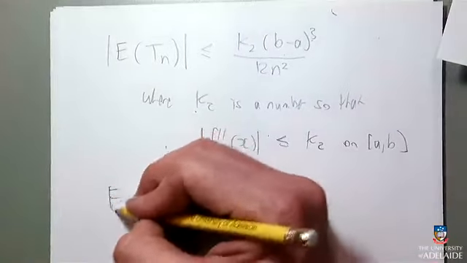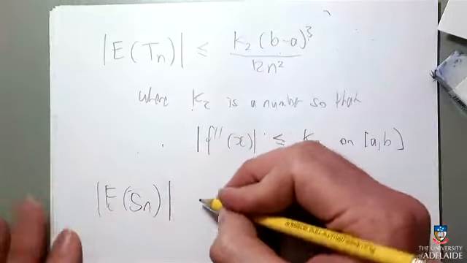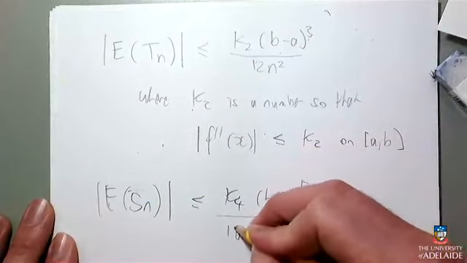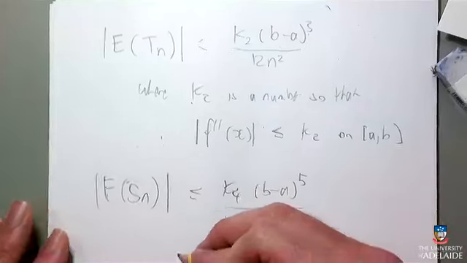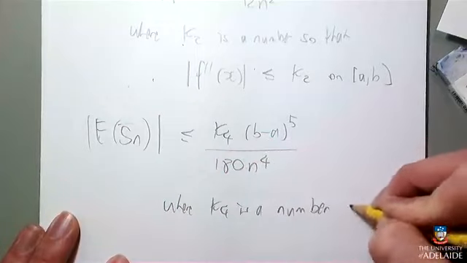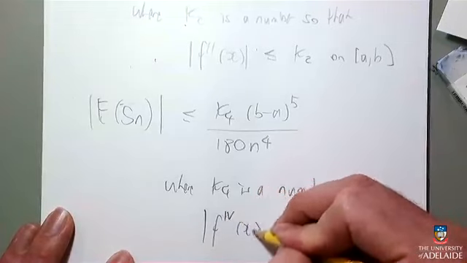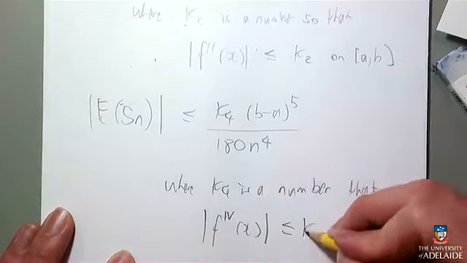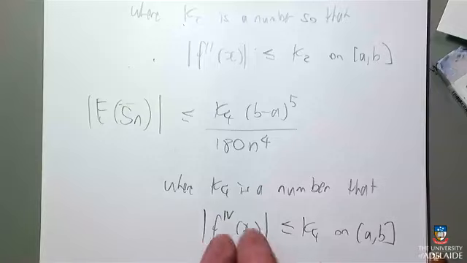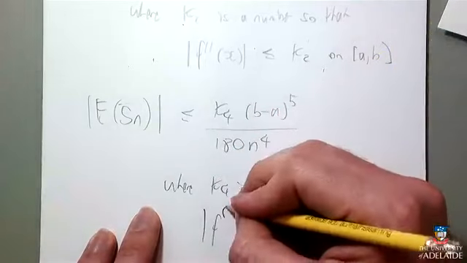And the error formula for the Simpson's rule is less than or equal to k4 times b minus a to the 5 over 180 times n to the 4. Now, as far as I'm aware, you're not expected to remember both of these. So let me just say that's the fourth derivative. I've written it in Roman numerals, it's traditional to write it like that.